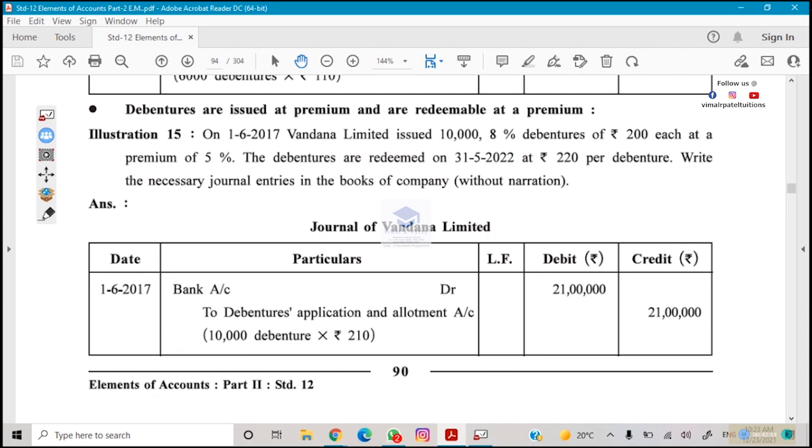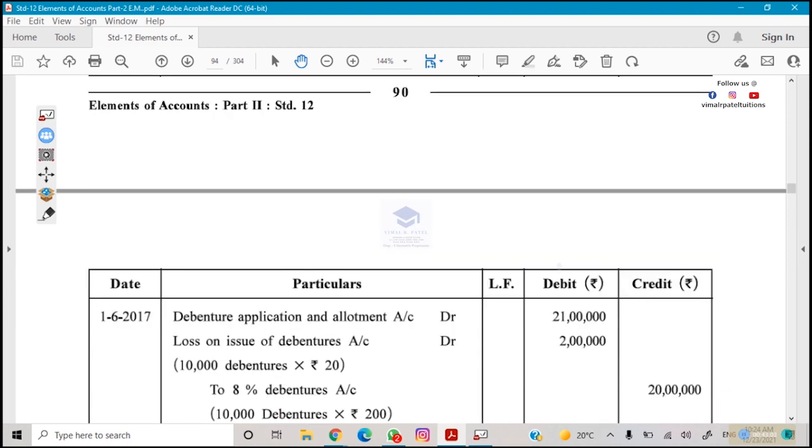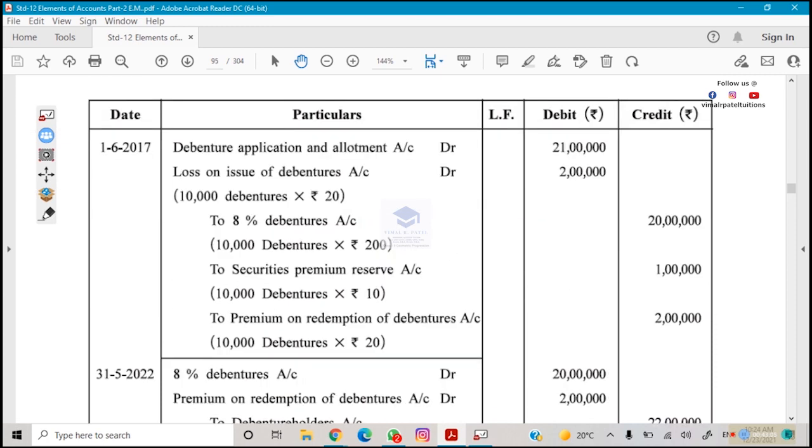So bank account debited to debenture application and allotment. At the time of issue, company will receive 210 per debenture. So 10,000 into 210, that is 21 lakh. Then on 1/6/17, debenture application and allotment 21 lakh. Loss on issue of debenture, company is going to pay 20 rupees more at the time of redemption. So 10,000 into 20, that is 2 lakh.